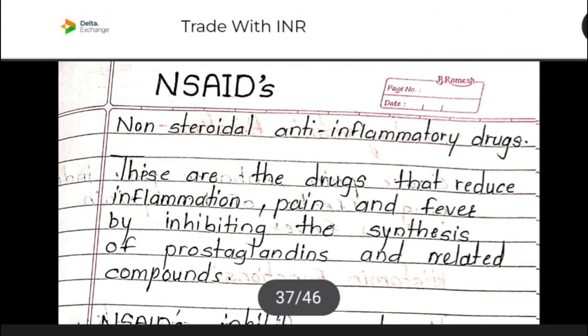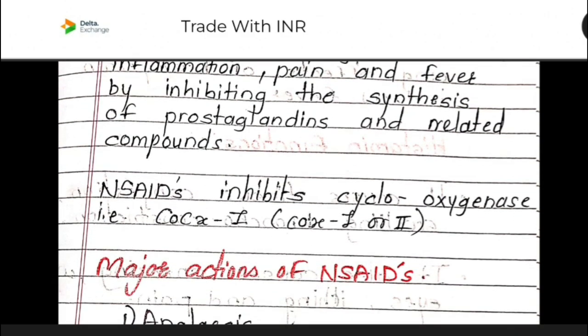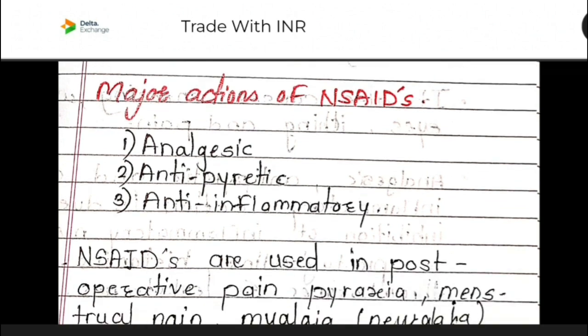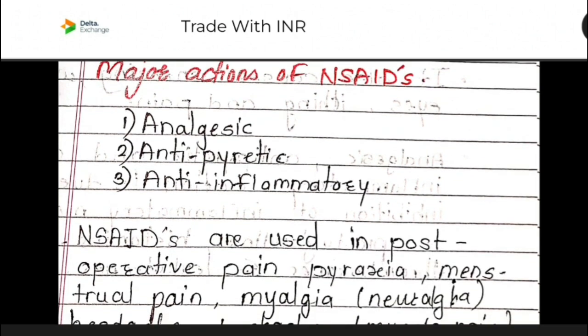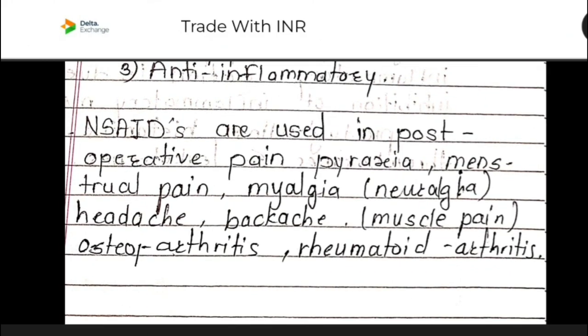Now the main point: NSAIDs. Non-steroidal anti-inflammatory drugs. These are drugs that reduce inflammation, pain, and fever by inhibiting the synthesis of prostaglandins and related compounds. NSAIDs inhibit cyclooxygenase, that is COX-1. Major actions of NSAIDs are analgesic, antipyretic, and anti-inflammatory.